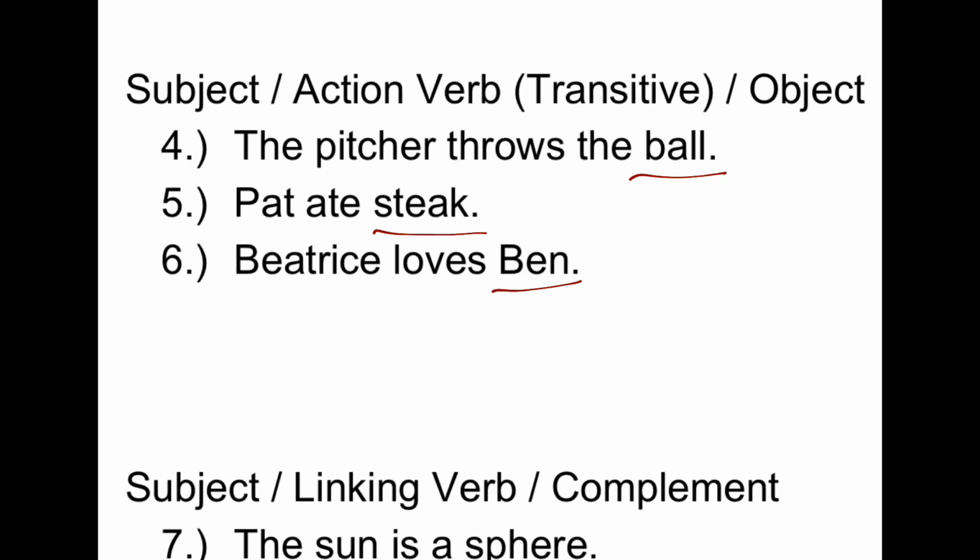Some sentences will actually be fragments if they don't have an object, because some verbs need an object. Other verbs, take it or leave it. For example, if you crossed off steak, Pat ate already is a sentence. Doesn't need the object, but in this context, if you include steak, ate becomes a transitive action verb.